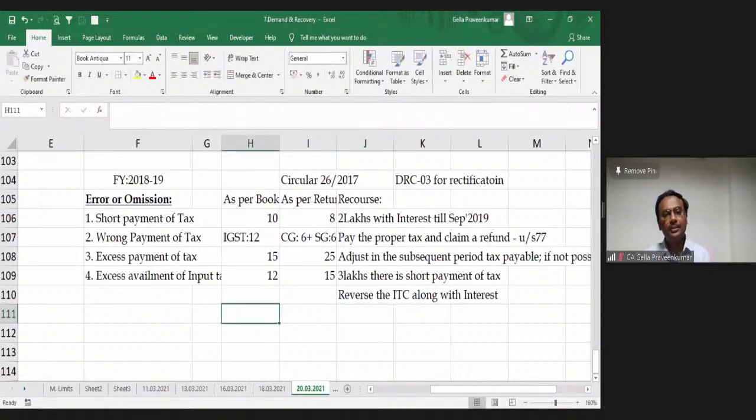They say you pay back the 3 lakhs to the government with interest. This is what they say with respect to excess availment of input tax credit. Don't worry, you have taken excess credit. That excess credit which you have taken, you pay it back to the government. How do you pay? Along with interest, you pay it back to the government. This is what they say with respect to this error.